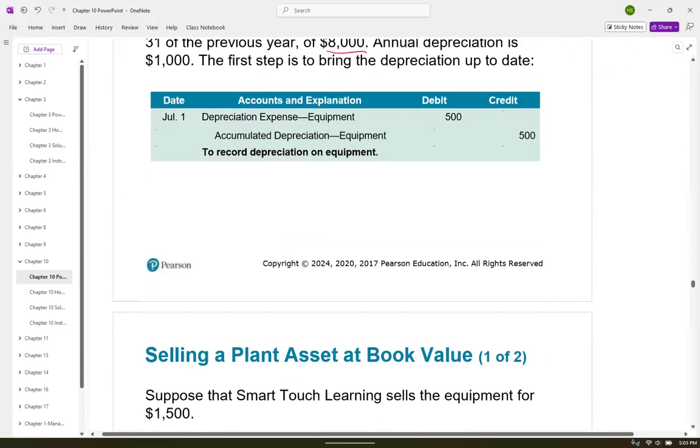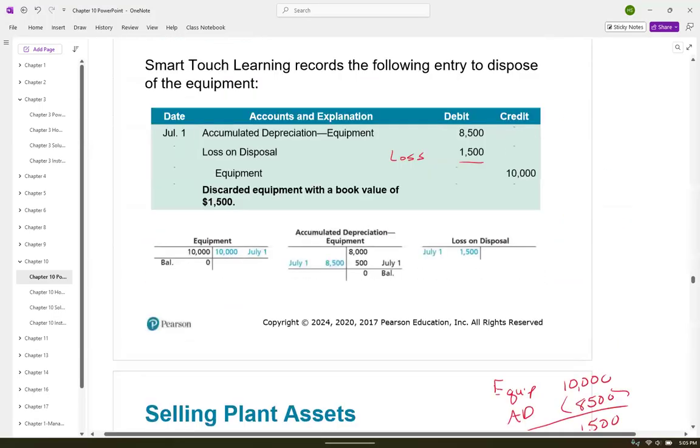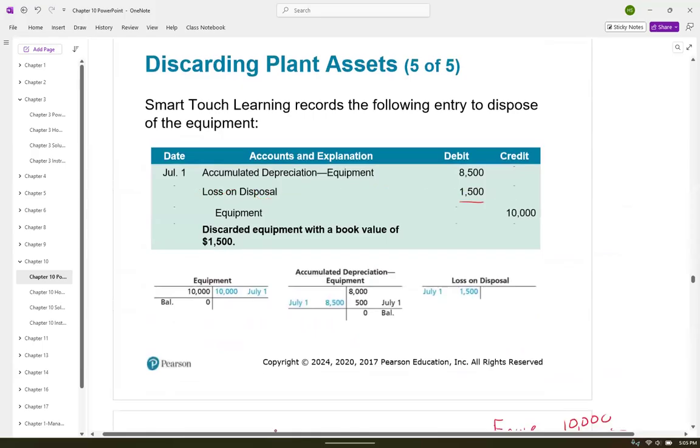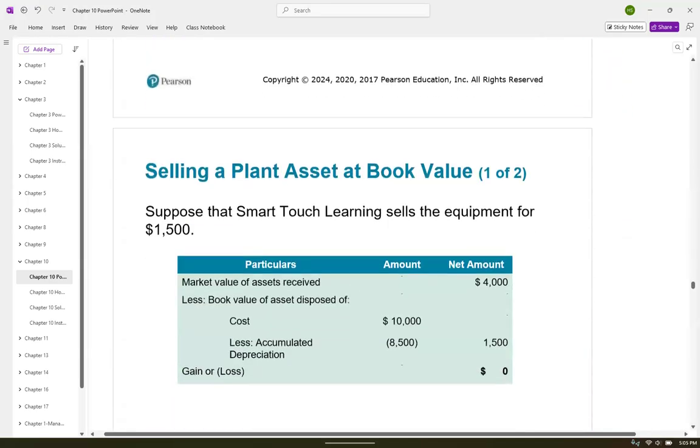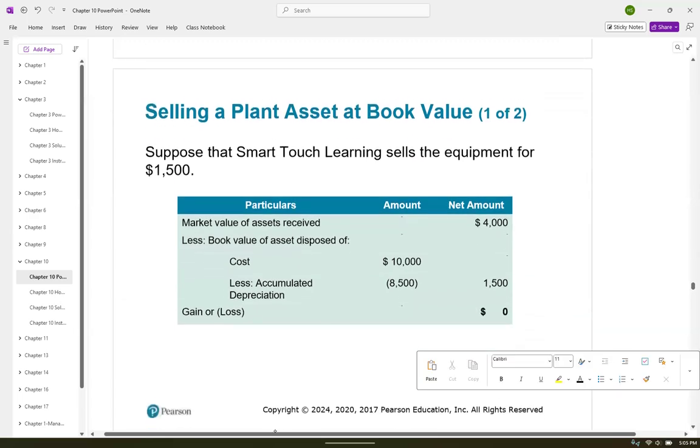And then it says, suppose that Smart Touch Learning sells the equipment for $1,500. Okay. Remember that journal entry. Back up here, figure out what you've got, figure out your equipment and your accumulated depreciation, which will be in the next journal entry. Okay.